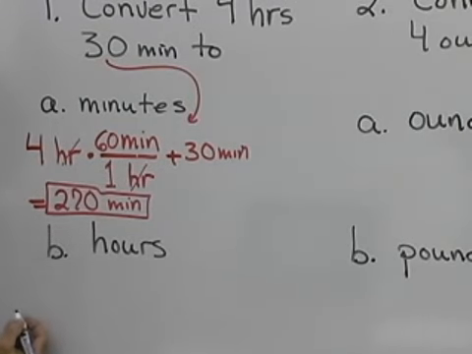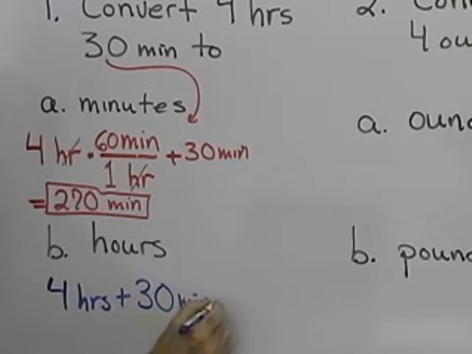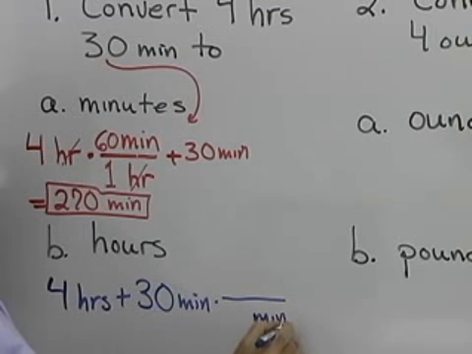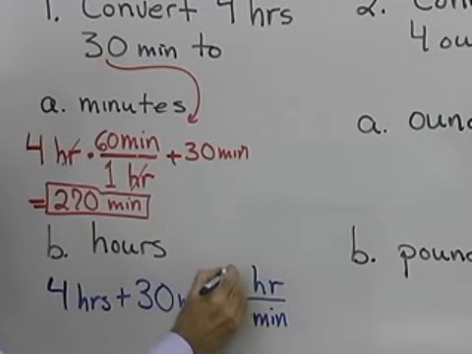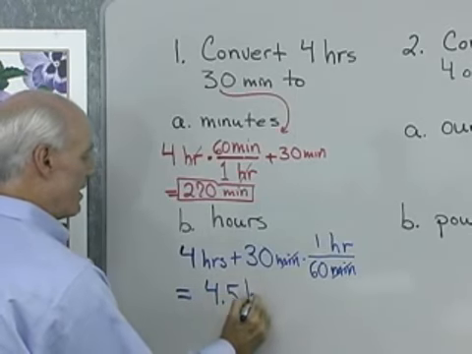Let's do the same problem, but convert everything to hours. Well, I have 4 hours, plus I have 30 minutes. So I want to convert my 30 minutes into hours. Again, I'm going to multiply by some conversion factor that's going to allow my minutes to divide out and leave me with hours. Again, I want this to be the number 1. So how about 1 hour and 60 minutes like this? My minutes divide out. 30 times 1 is 30, divided by 60 is going to give me 0.5. So I have 4 hours plus 0.5 hours. That will be 4.5 hours.